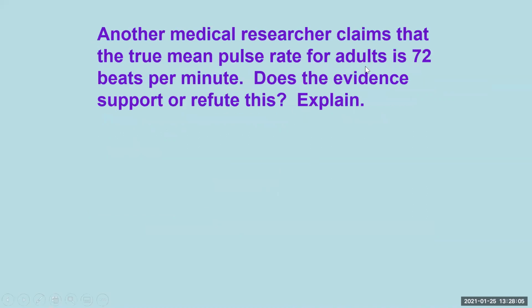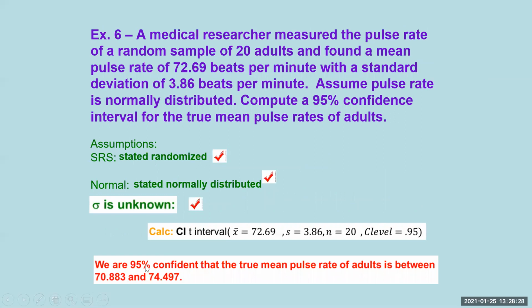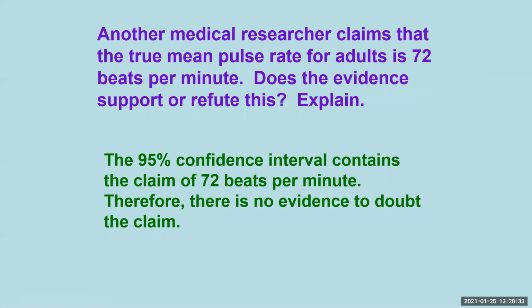So what if another medical researcher claims that the true mean pulse rate for adults is 72 beats per minute? Does the evidence support or refute that? Well, the 95% confidence interval contains the claim of 72, therefore there is no evidence to doubt. So if we go back to our interval, notice 72 is within this realm. So since it is in the interval, there is no evidence to doubt it. You would doubt it if it was not in the interval.